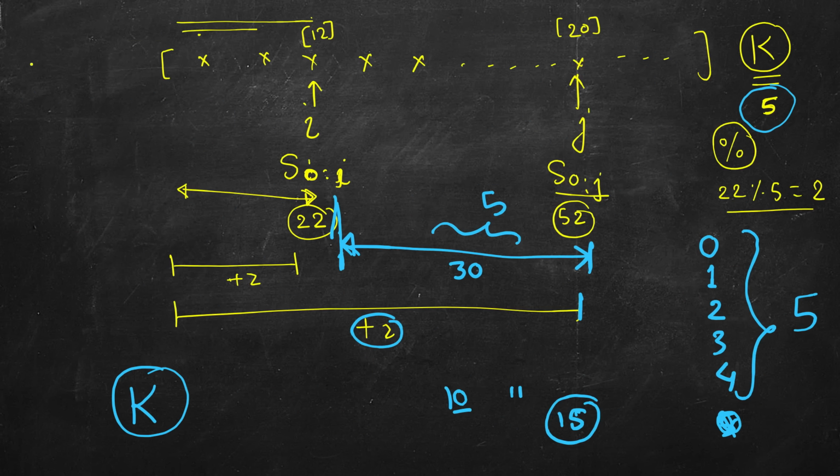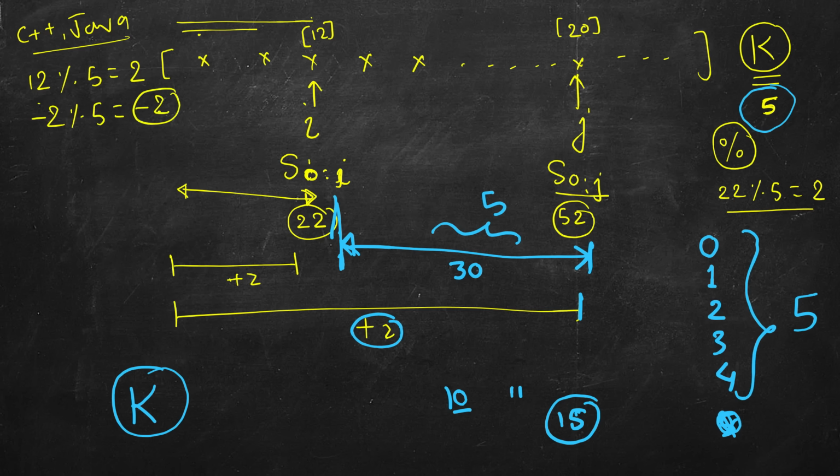If you're working with Java and C++, then if you take 12 modulo 5, it's 2, or 2 modulo 5, it's 2. If you take minus 2 modulo 5, it returns minus 2. So for negative numbers, it returns negative, both in C++ and Java.